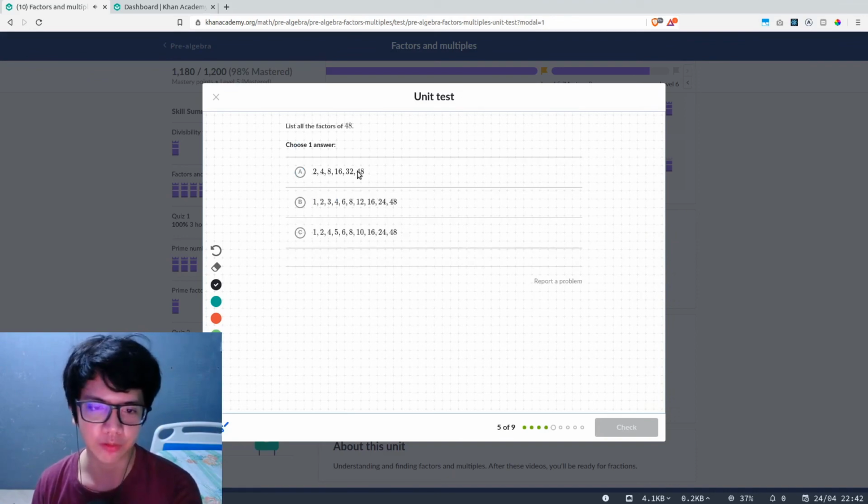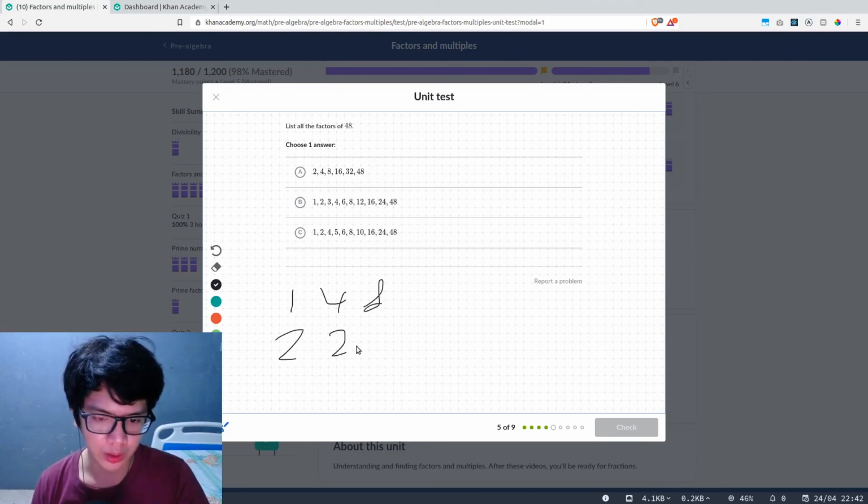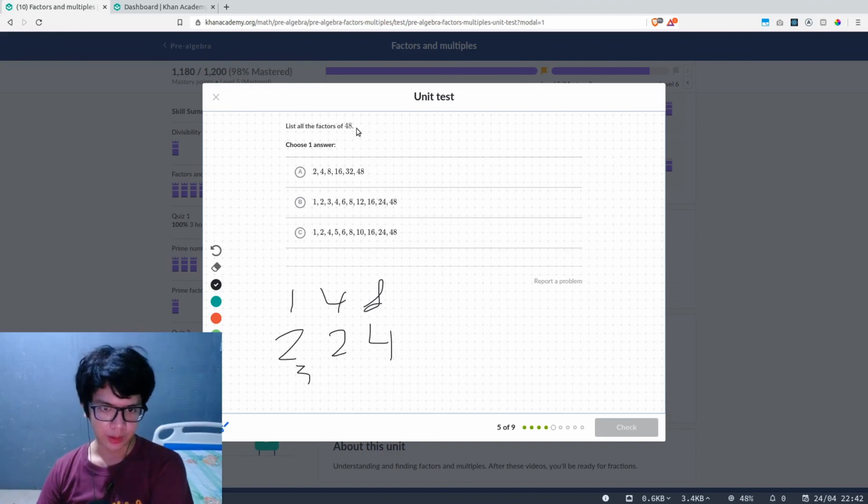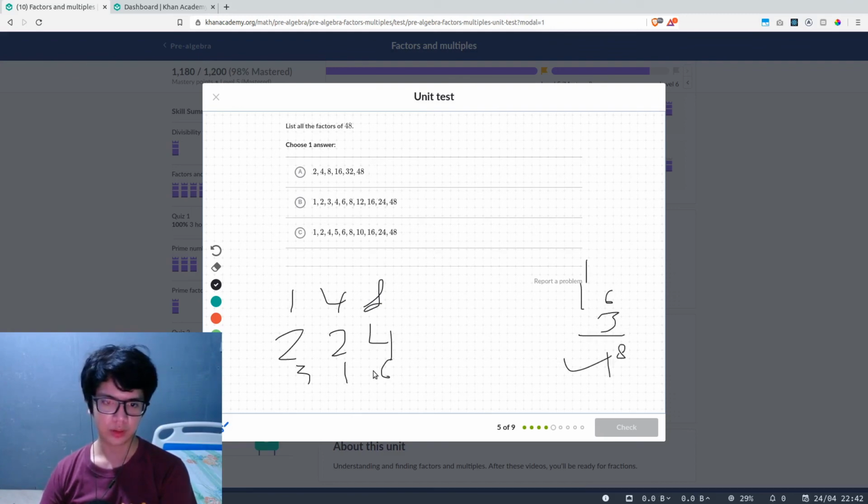List all the factors of 48. Factors of 48. It's 1, 48, 2, and 24, I believe. It's divisible by 3. Yeah, it's 12. 8, 9, 11, 12. So it's gonna be 3. 316? I don't know. Yeah, it's 316. 18, 348. Of course, it's 4 12s.